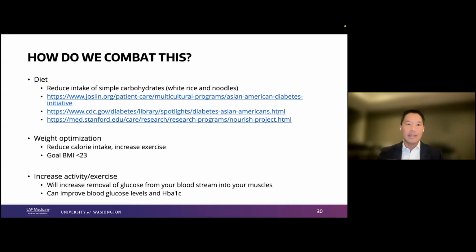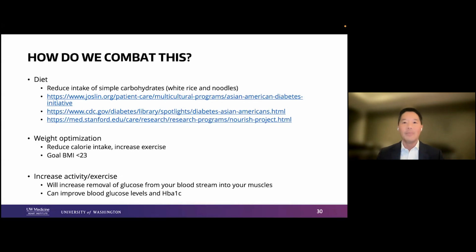So clearly making major adjustments to diet is critical. Weight optimization, reducing calorie intake, increasing exercise to get your BMI below this 23 threshold is also very important. And this can be accomplished through exercise and activity.